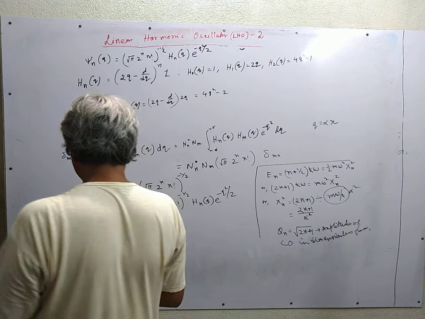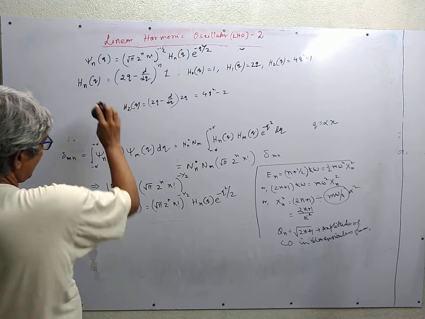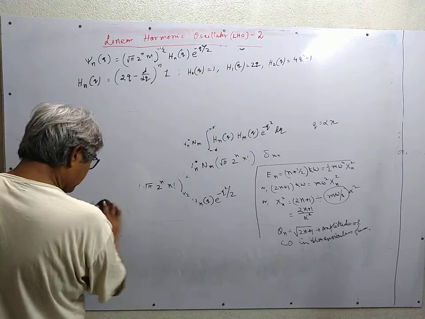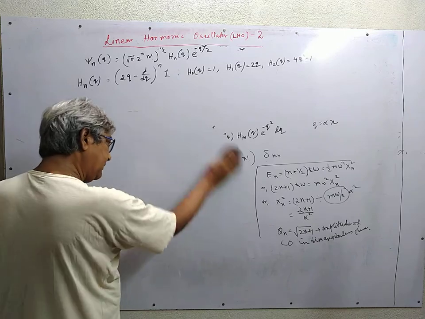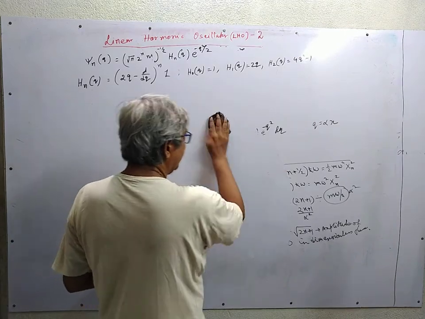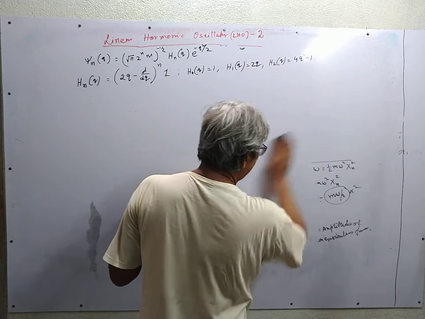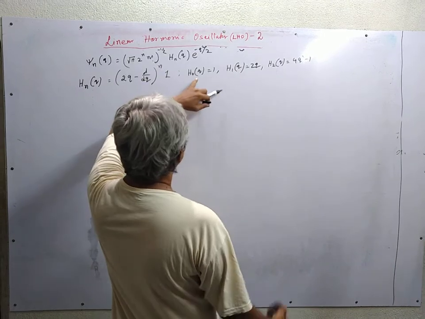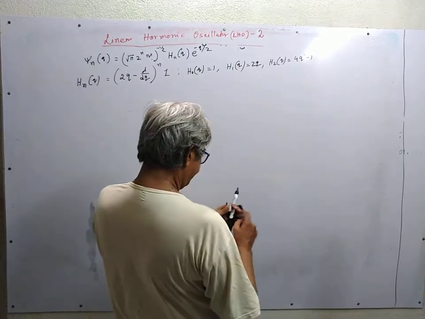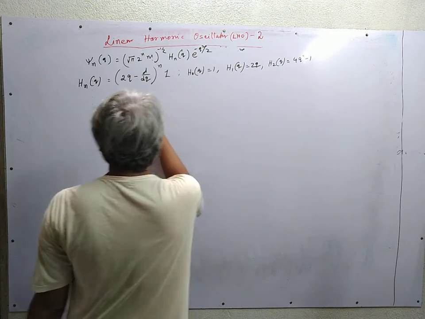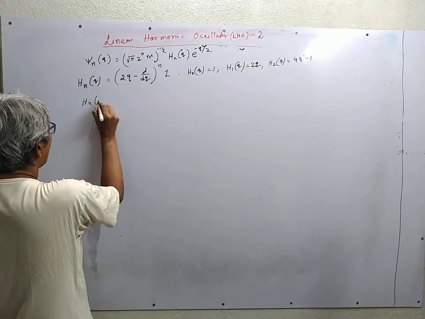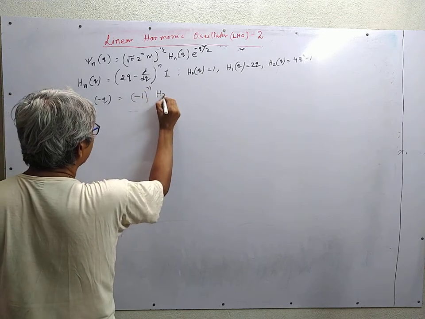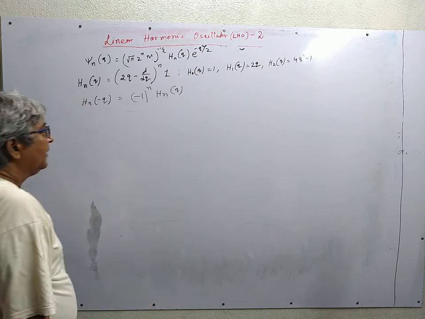And other states can be evaluated. One thing to note: if n is even, the parity of Hn is even, and if n is odd, then the parity is odd. That is, it is even, this is odd. In general, Hn of minus q is equal to minus 1 to the power n Hn of q. This is the parity.